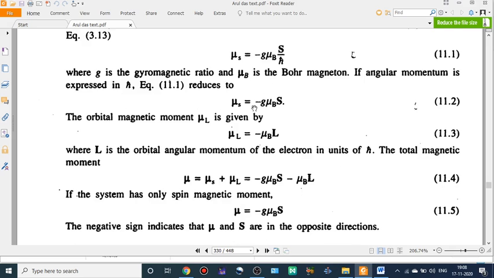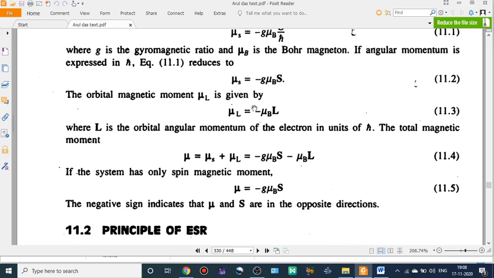Suppose the system has only spin magnetic moment, that is, there is no orbital motion; the electron does not revolve, it rotates about its own axis. Then mu is equal to minus g mu b s. The negative sign shows that mu and s are in opposite directions.